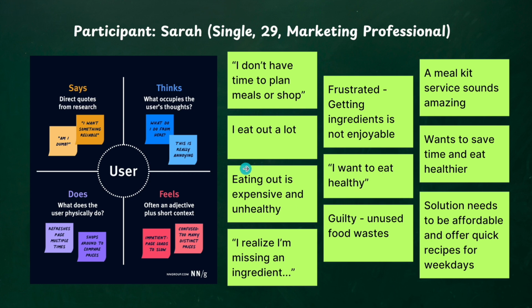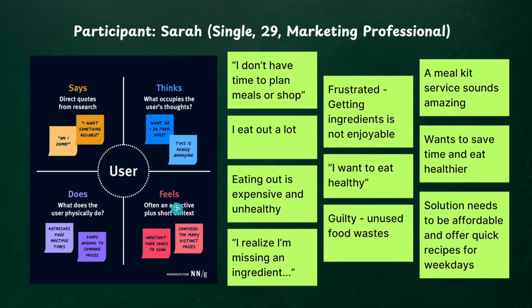She also said that eating out is expensive and unhealthy. It's something that she thinks, although she also said it out loud. But we know that she's worried about how much she's spending on meals, and also maybe falling sick as a result of poor eating habits. So basically, I think this one should go under thinks: eating out is expensive and unhealthy.